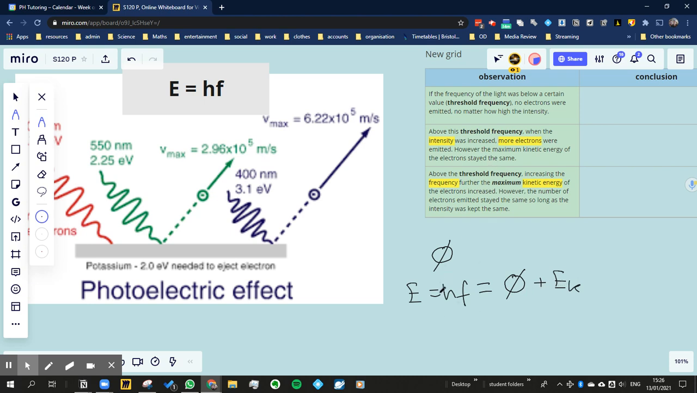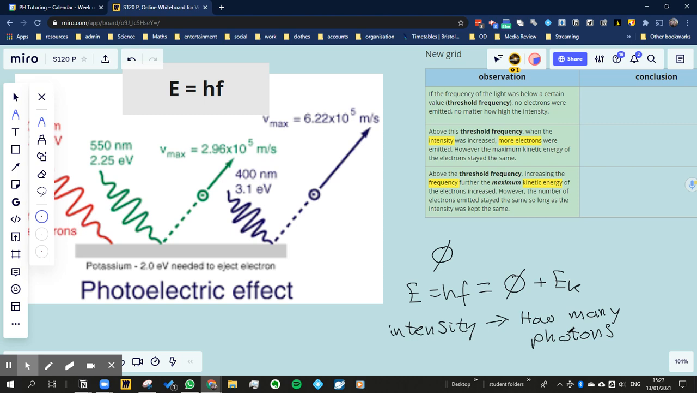Now, we've got this idea of photons instead of waves. The intensity is really a measure of how many photons. So if we have a high intensity, we're blasting it with lots of photons. That's the difference now. Beforehand, we would consider it to be like large electromagnetic waves. Now we're thinking about it as the number of photons. And because we've got more photons with a higher intensity, more electrons can be liberated.